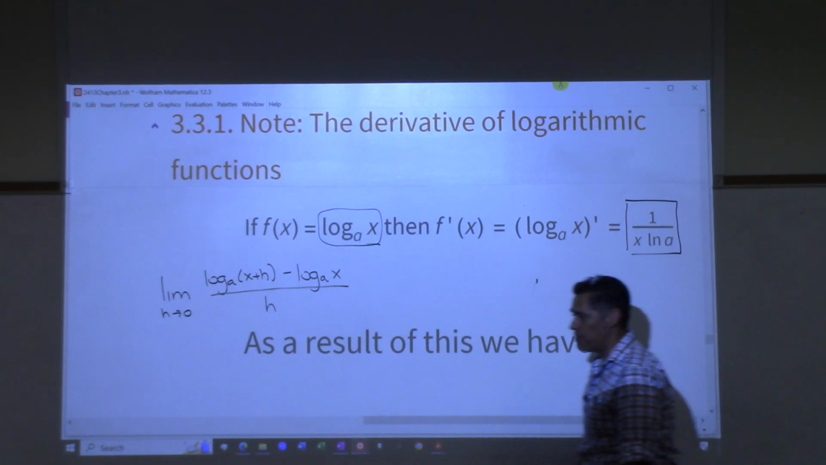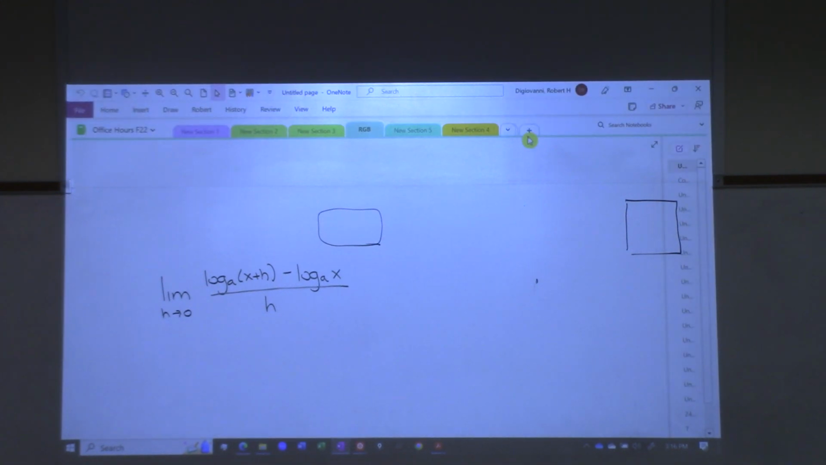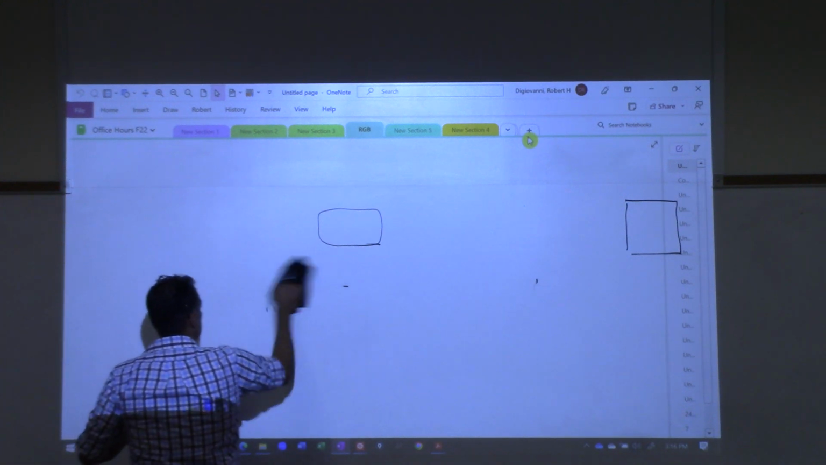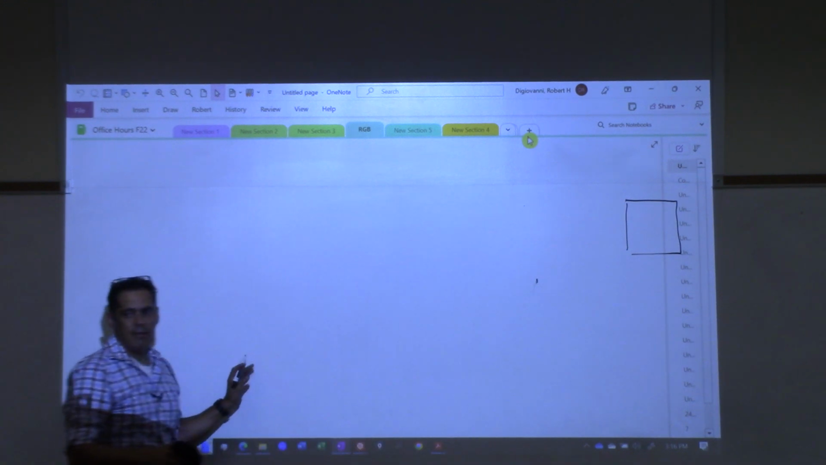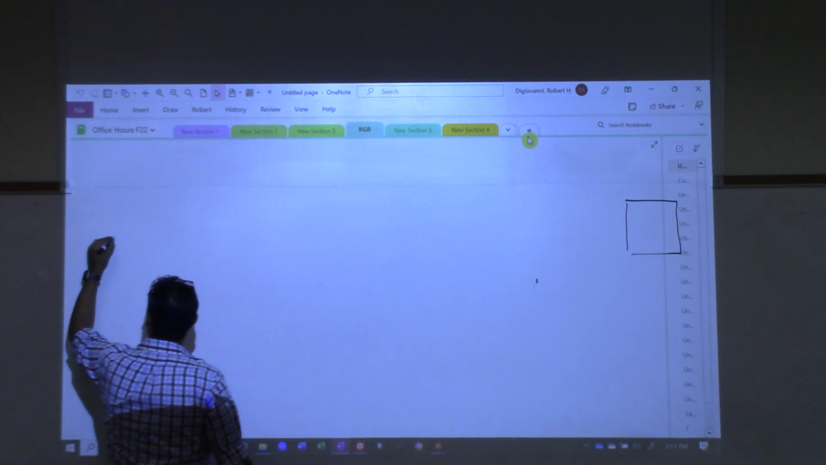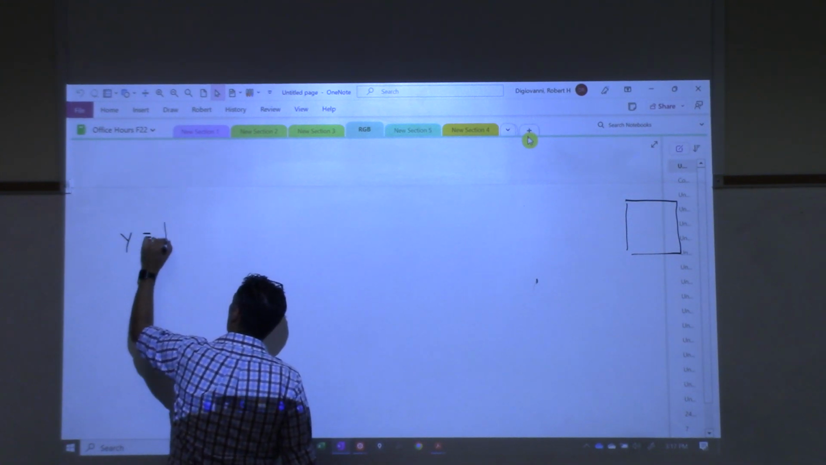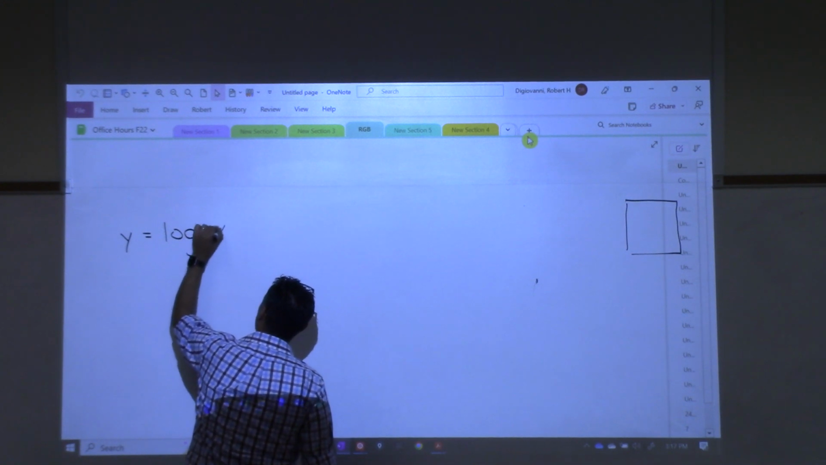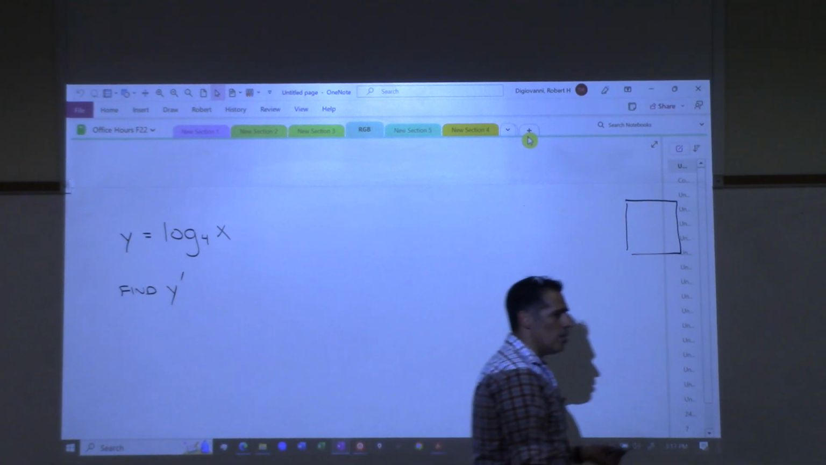Let me do a couple of examples. And I should mention, we're kind of back to our nice derivatives where we're not doing implicit. We're going to pause the implicit and go back to just our standard, where they're explicit. I've solved for y. I want us to find the derivative of y equals log base 4 of x. I'll put the formula over here off to the side.